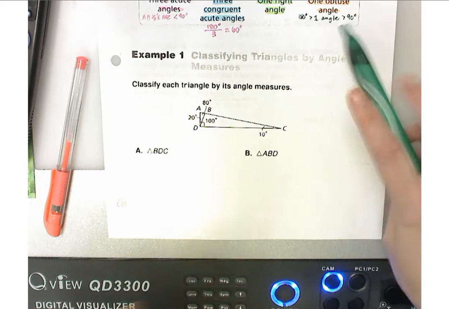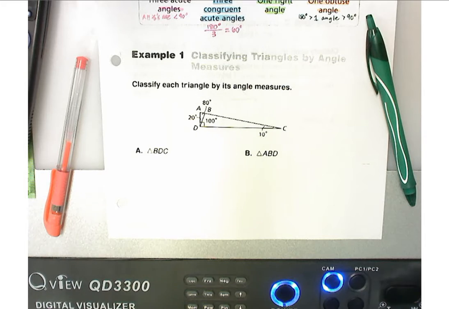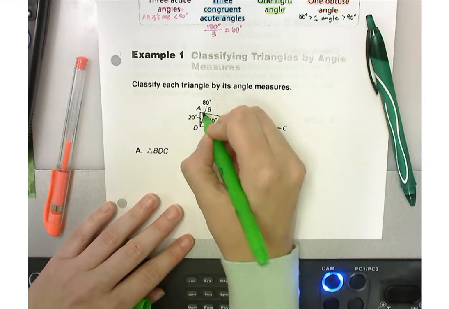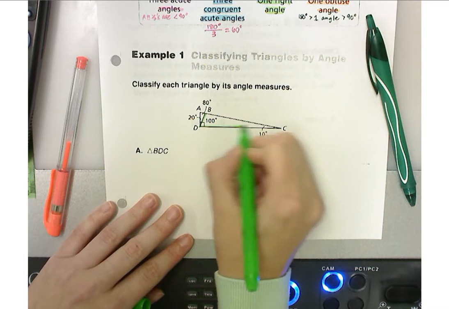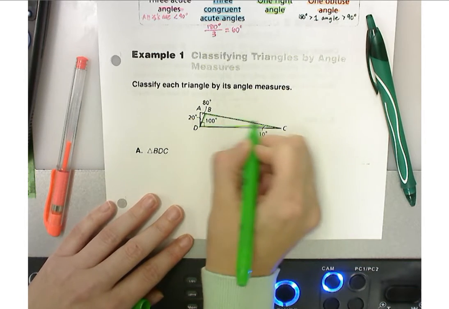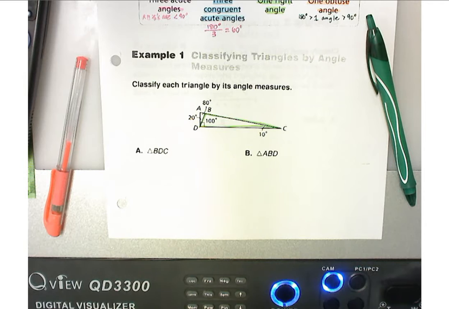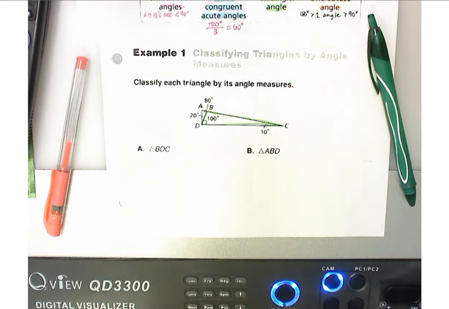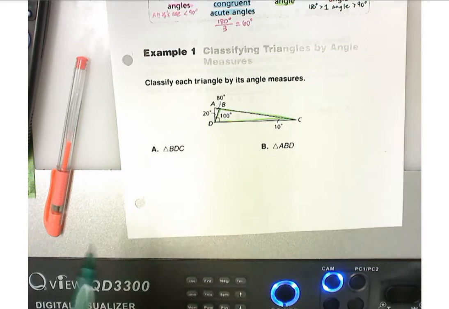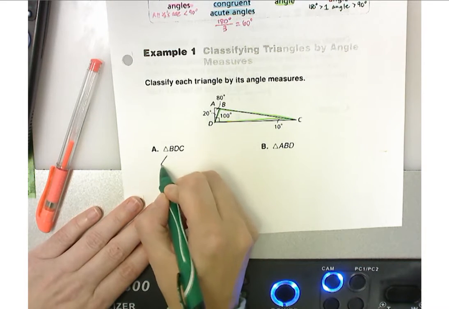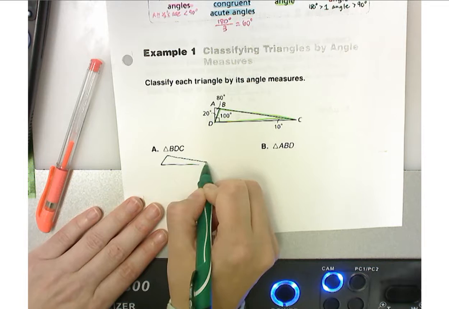Sometimes what I'll do is I'll just highlight. So if I'm looking at BDC, I'm going to highlight what that angle is, or what the triangle is. All right, so in BDC, let's pick out what our angles are. And I'm just going to draw just a rough sketch of this here.